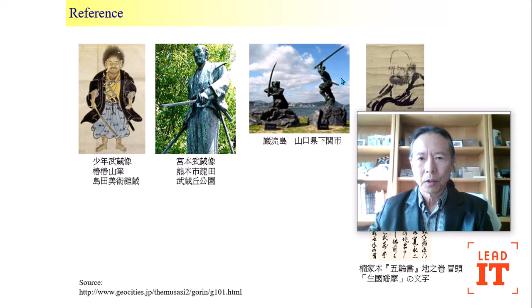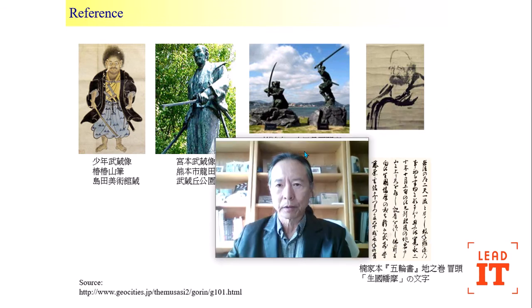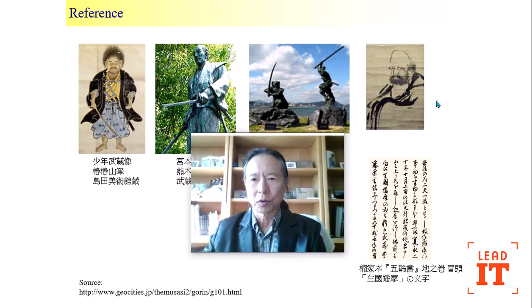The third one shows Miyamoto Musashi changed his weapons from the two swords to an oar, the one used to row a boat, to surprise his opponents. The top picture shows a daruma, a drawing from Miyamoto Musashi. That's his Zen belief. At the bottom, written in Japanese, is the very first page of his book, The Book of Five Rings.